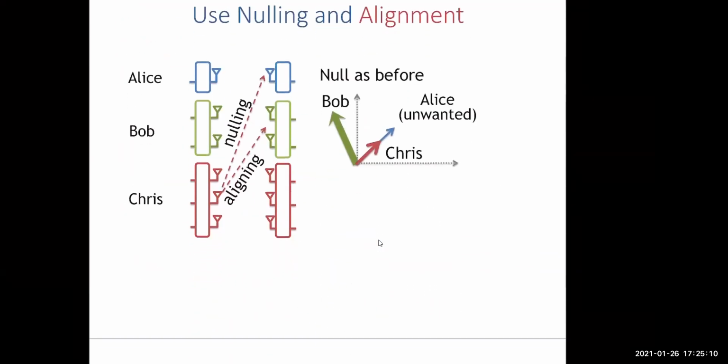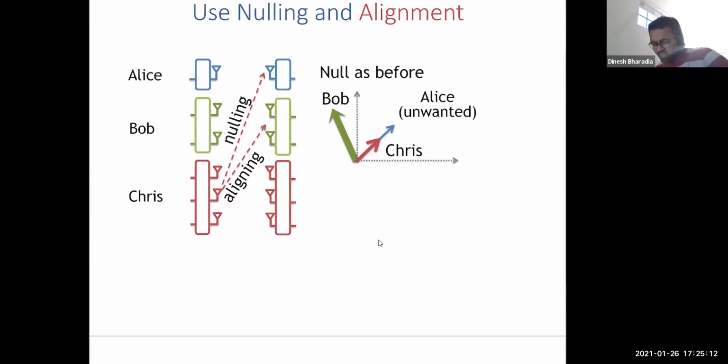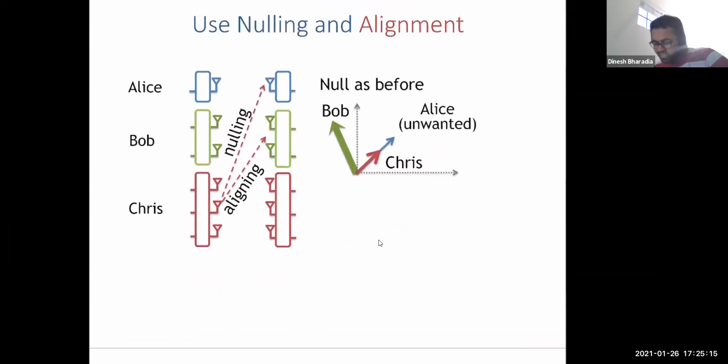They are sent from another transmitter you don't want. So let's take an example. The problem in the previous case was that when you tried to null at these three receivers, all the degrees of freedom of Chris were destroyed. It essentially led to alpha, beta, gamma being zero. Correct?